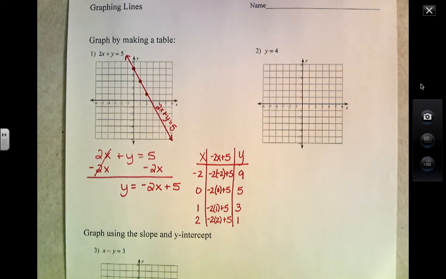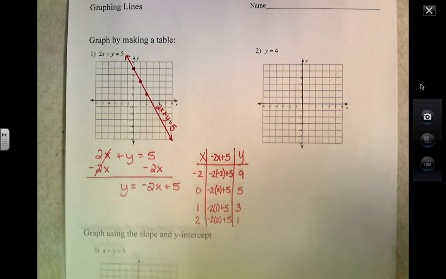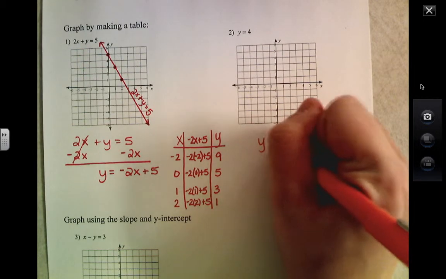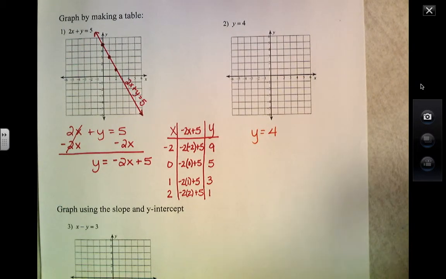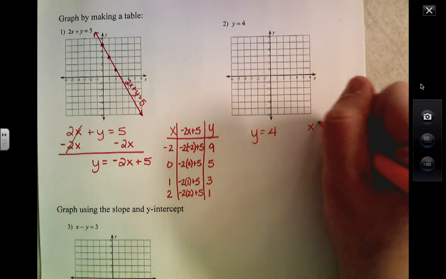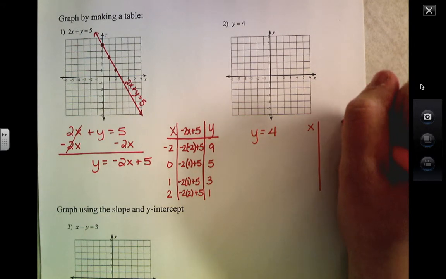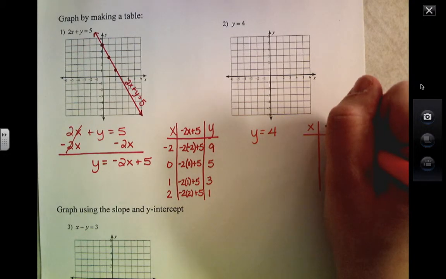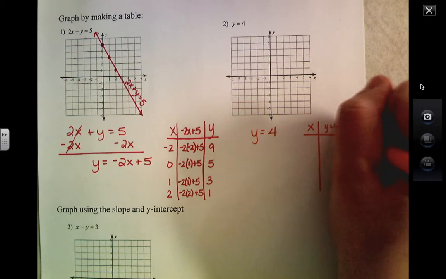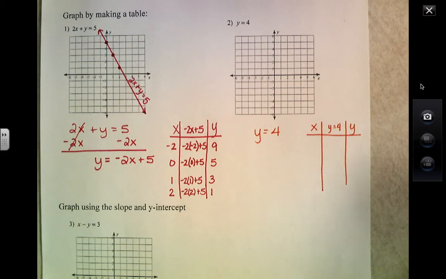Okay, let's look at number 2. Now we have y equals 4. So we don't have to do any work to get y alone, it already is. You might notice that the x is missing from this equation. So that means that when we substitute, it's going to be a little bit of a weird situation because y is equal to 4. The x has no effect on the y.